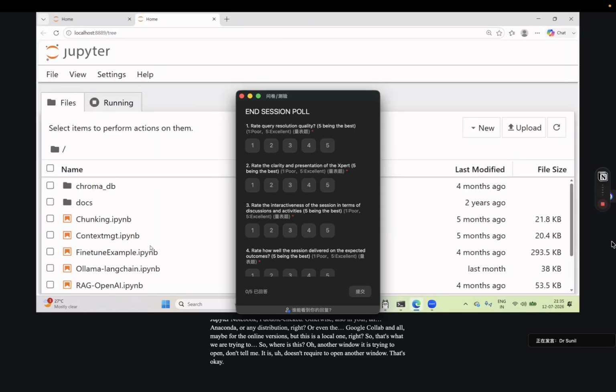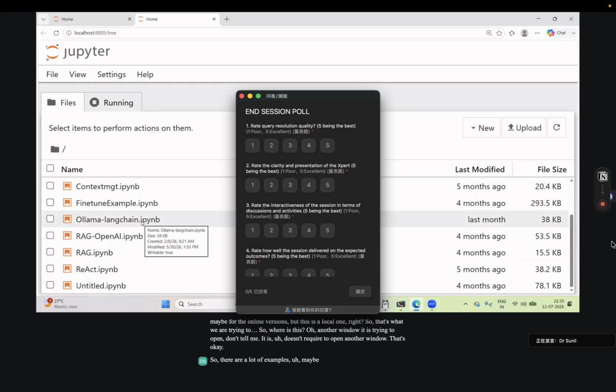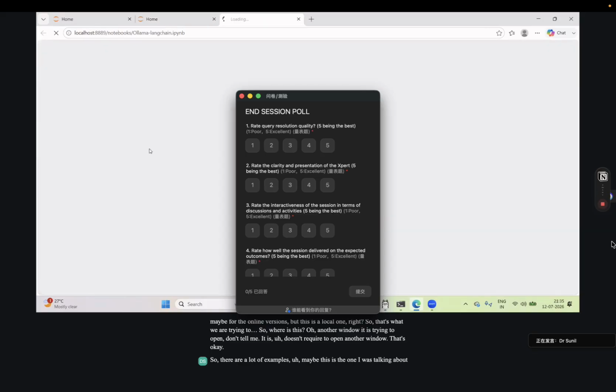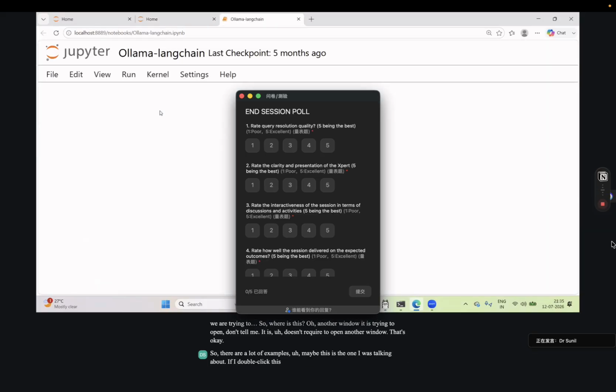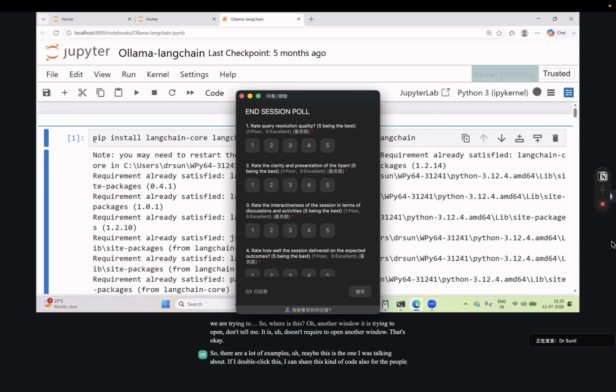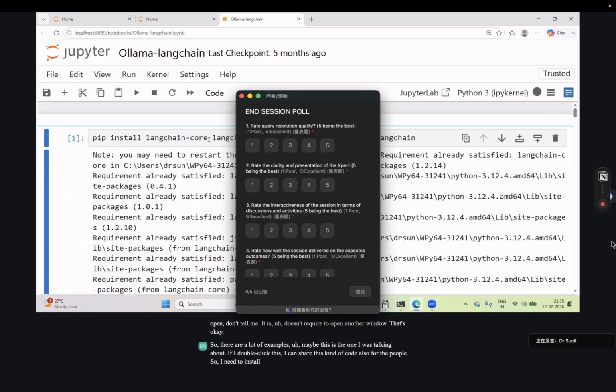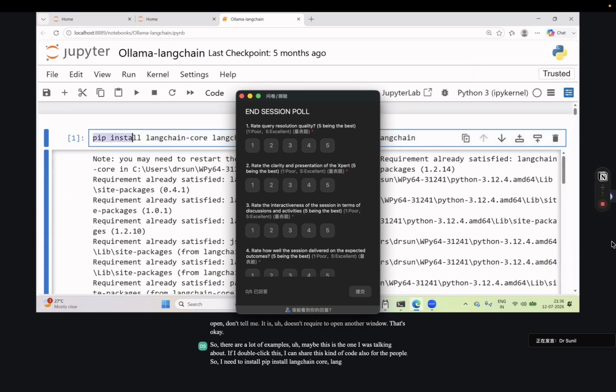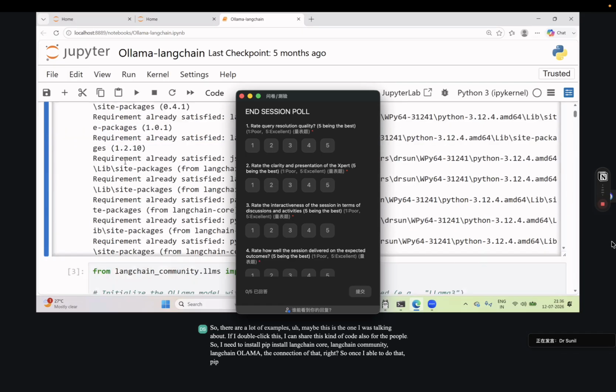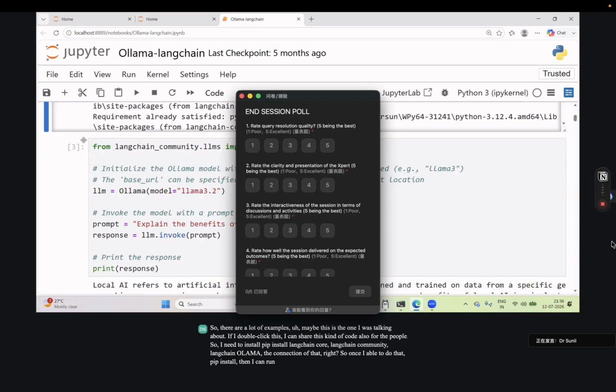So there are a lot of examples. Maybe this is the one I was talking about. If I double click this, I can share this kind of code also for the people. I need to pip install LangChain core, LangChain community, and LangChain Ollama, the connection of that. Once I am able to do that pip install, then I can run some of these examples like this.